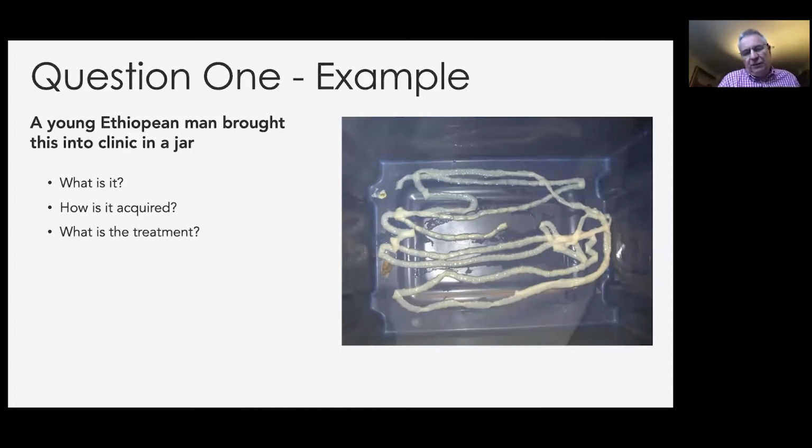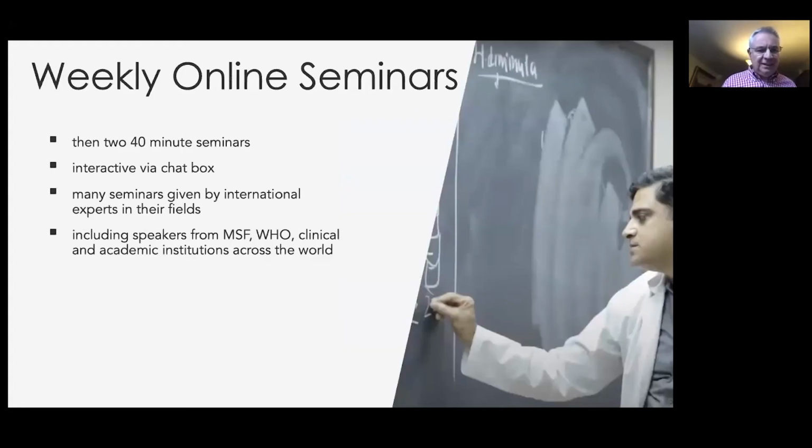So here's, for instance, a picture of a tapeworm that one of my patients brought into clinic in a coffee jar. So you get questions around that and pictures. Next slide, please. And then following that usually takes up half an hour of the 2-hour session. And then there are 2 40-minute seminars. You can interact by the chat box on Zoom.